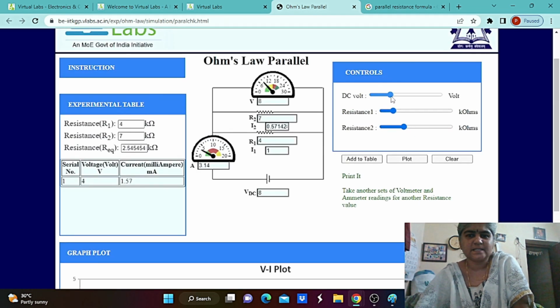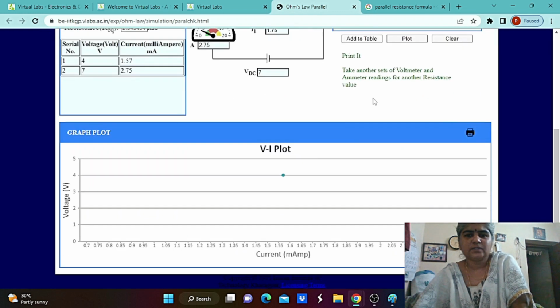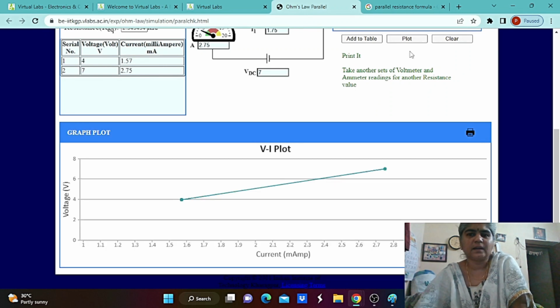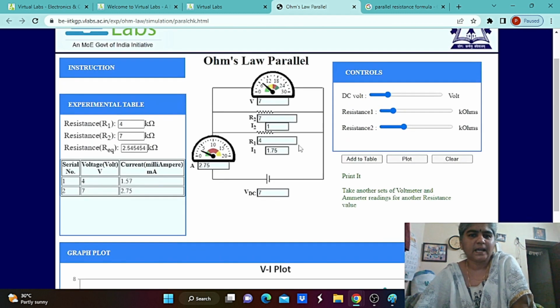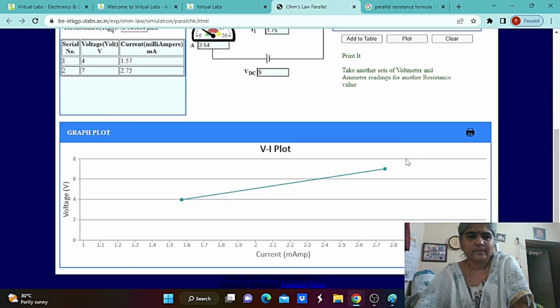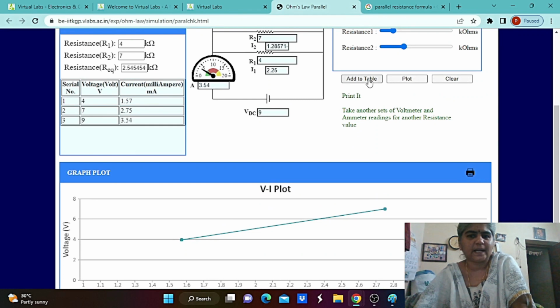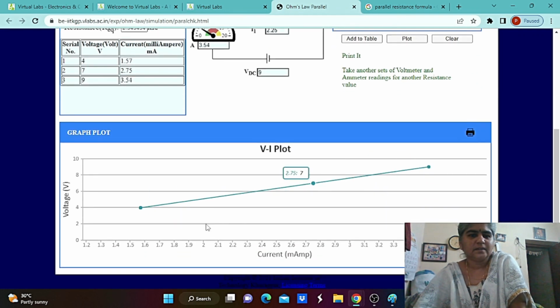And let us increase this DC voltage. Instead of 4, I change this value to 7 and add this value into the table. According to that, we get the current value 2.75. So again we click the plot button and we get the relation between voltage and current. Again you can change the DC voltage from 7 to 9 and add this value to the table, and finally the linear relation between voltage and current can be obtained here.